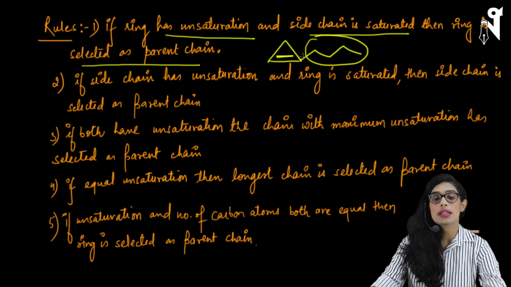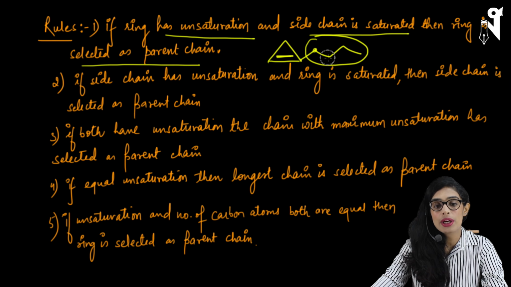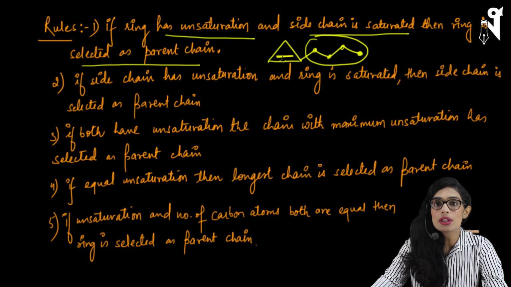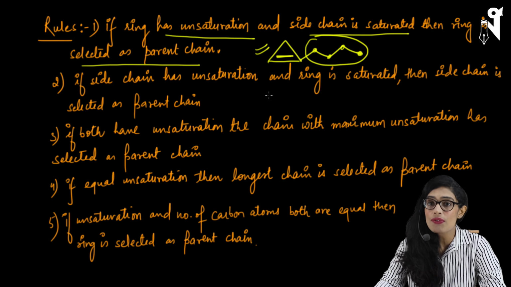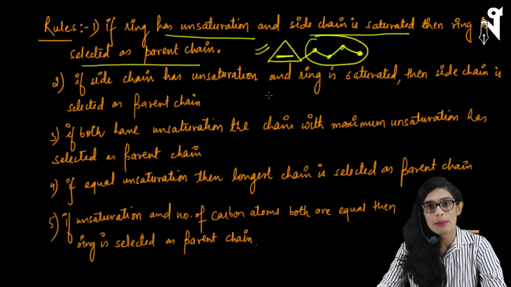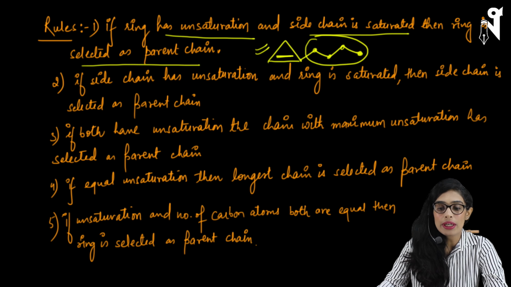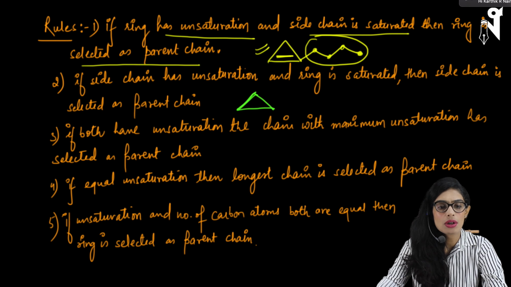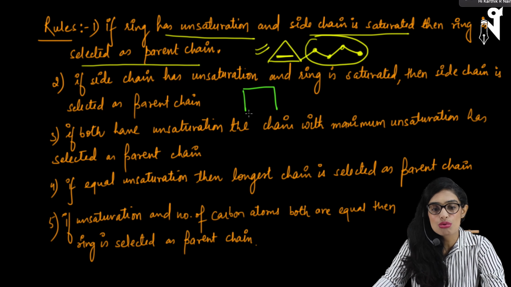This chain has 4 carbons, 1 here, 2 here, 3 here and 4 here, whereas in my cyclic chain, I have a double bond in the center. So the cyclic ring has the unsaturation. Irrespective of its length, this is going to be my principal chain, parent chain or primary chain, whatever you want to call it. Now, if it were the other way around, let's say this is my cyclic chain. Let's not take this one, let's take a little bigger one.